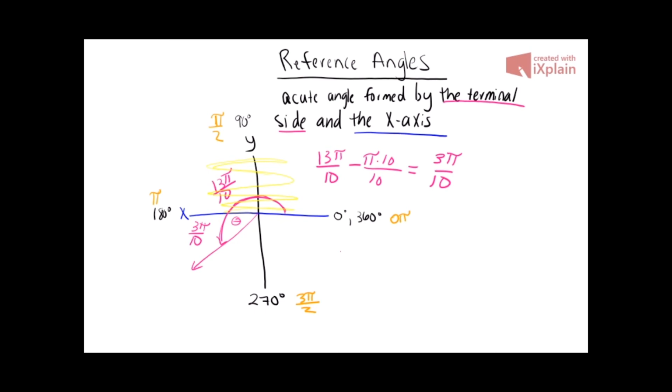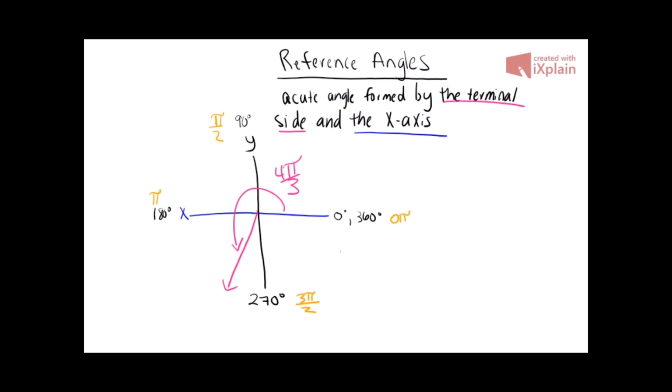Let's try one more in quadrant 3. Try 4 pi over 3. Go ahead and pause it and give that a try. So 4 pi over 3, I'm looking for my reference angle right here. So I went an entire pi plus some more. So to find my reference angle, I need to take this 4 pi over 3 and subtract pi to get how much extra I went past it. So common denominators, and so I end up getting just pi over 3.